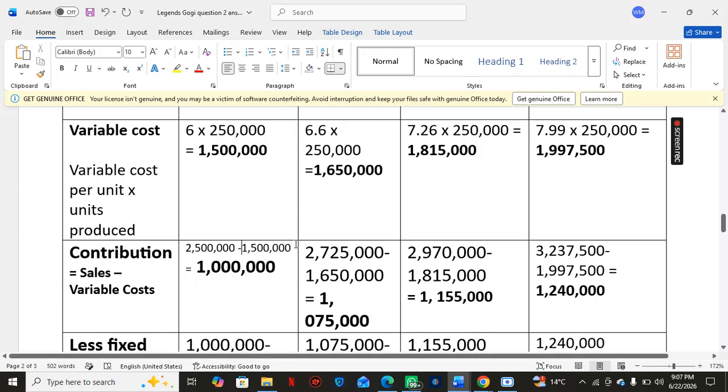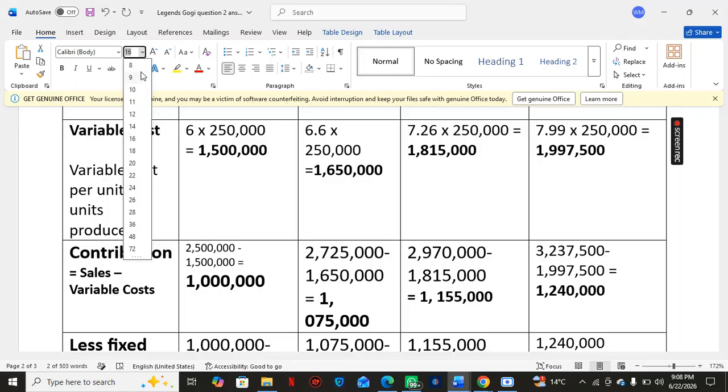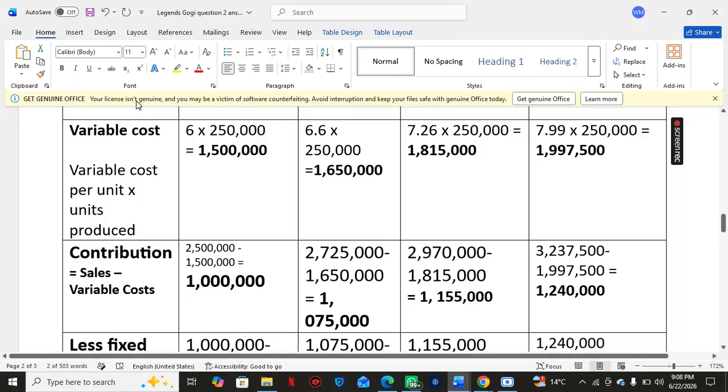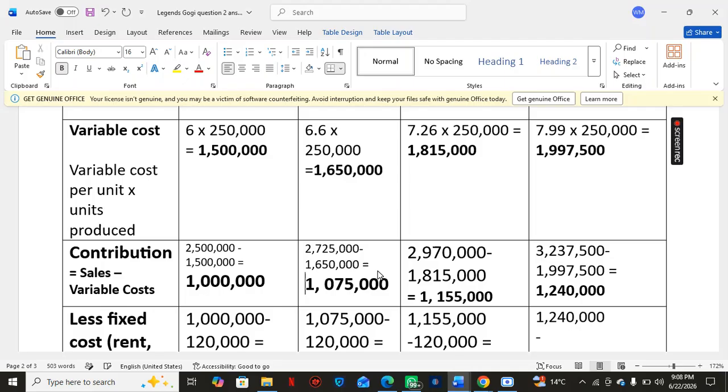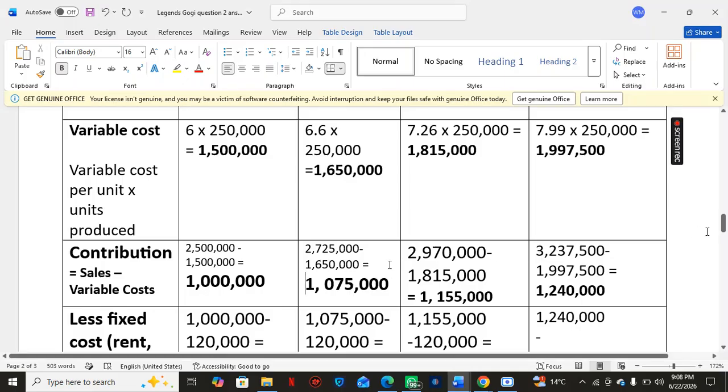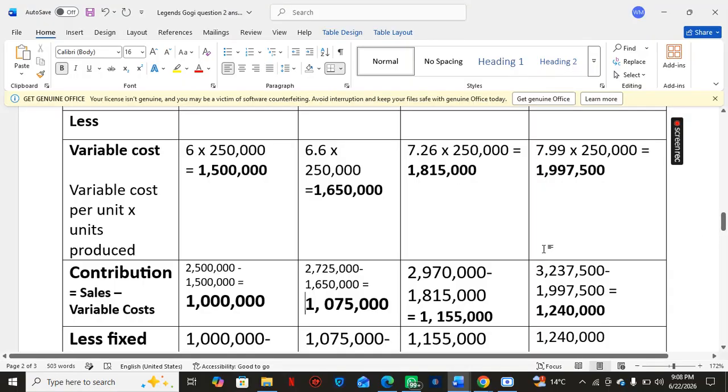Year two, sales revenue 2,725,000 minus 1,650,000. You're going to get 1,075,000. Year three, 2,970,000 minus 1,815,000. We get 1,155,000.